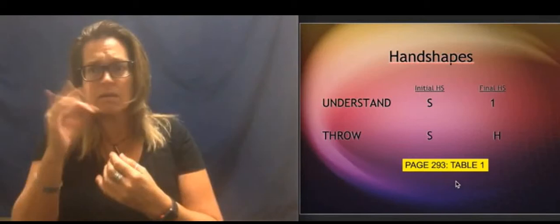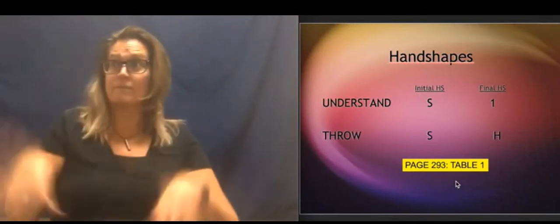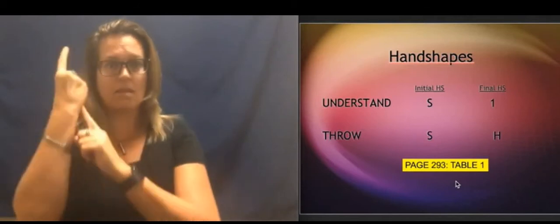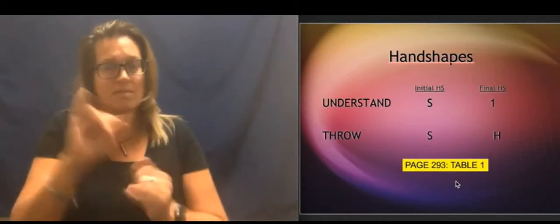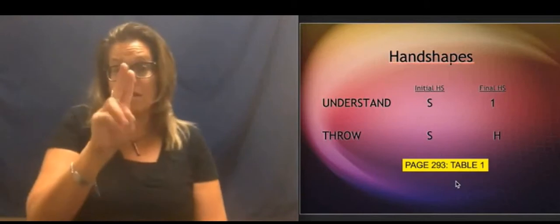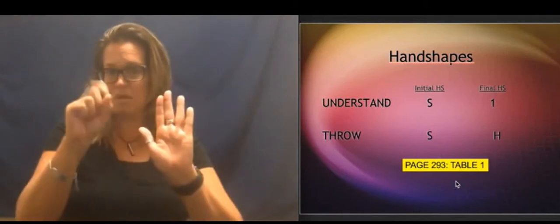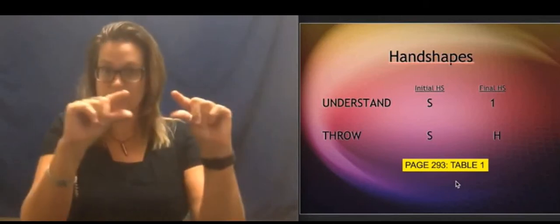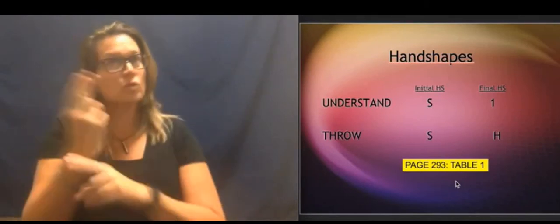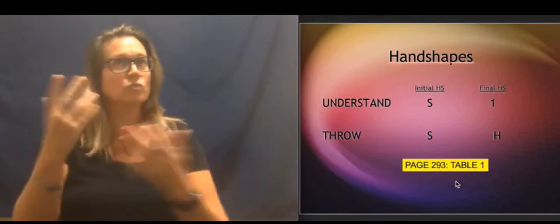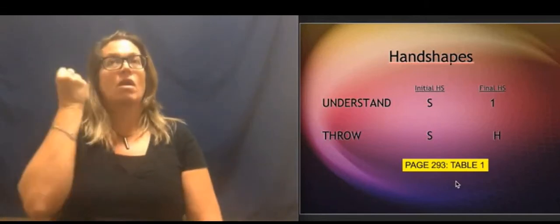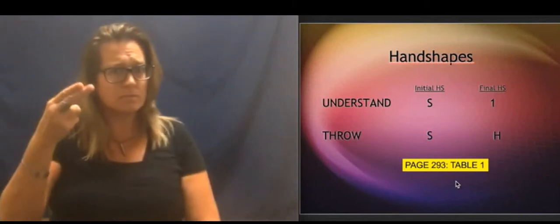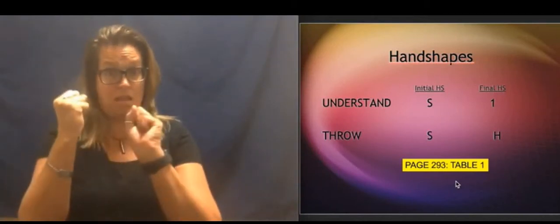That's this S hand shape. And then their final hand shape is when the sign is finished producing. So it's S and then 1. And when you're writing it down, for understand, you would write initial hand shape, and that would be S, and the final hand shape would be the 1. And if you were glossing that word out, you would write all capital letters.